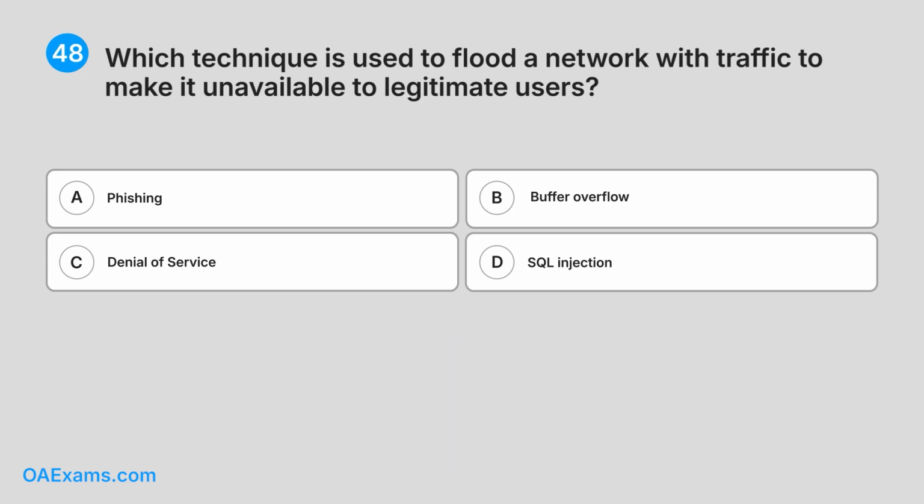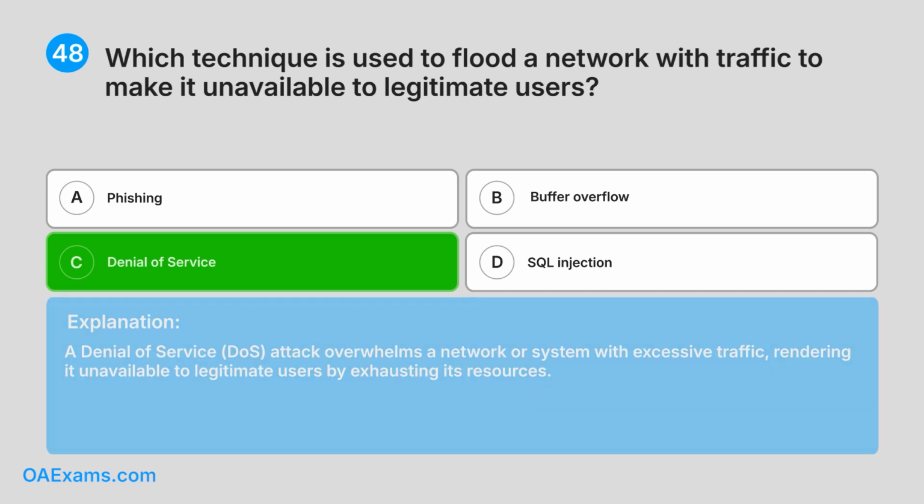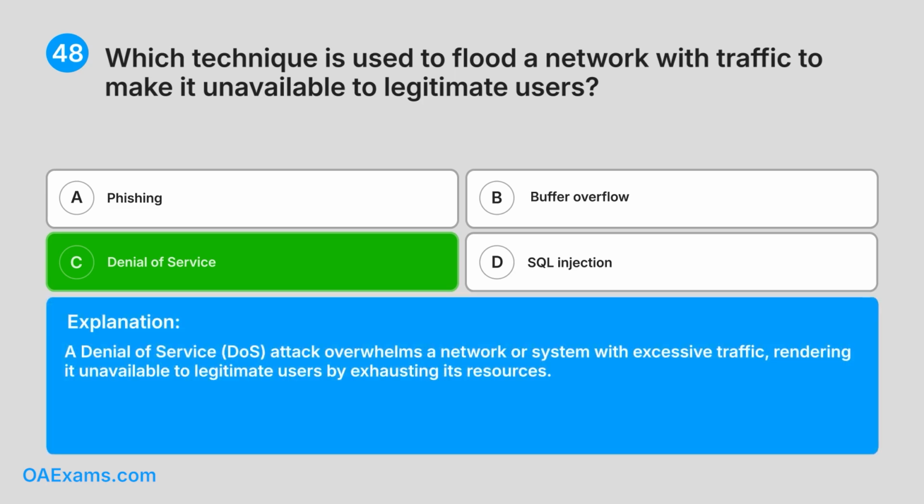Correct answer: C. Denial of service. Explanation: A denial of service, DoS, attack overwhelms a network or system with excessive traffic, rendering it unavailable to legitimate users by exhausting its resources.